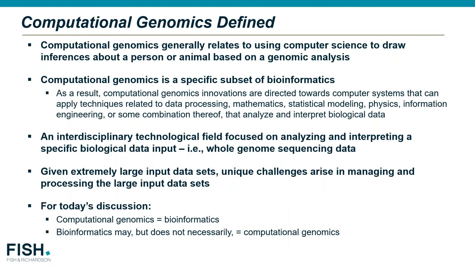So computational genomics generally relates to using computer science to draw inferences about a person or animal based on a genomic analysis. That could be a partial genome analysis or a whole genome sequencing analysis. It's a specific subset of bioinformatics. As a result, the innovations in this field are directed towards computer systems and software that can apply techniques related to data processing, mathematics, different algorithms, statistical modeling, etc., in combinations to analyze and interpret biological data. So this too is an interdisciplinary technological field, and given the extremely large data input sets, unique challenges arise in managing and processing the large input data sets. Patrick's going to talk a little bit more about that as well.